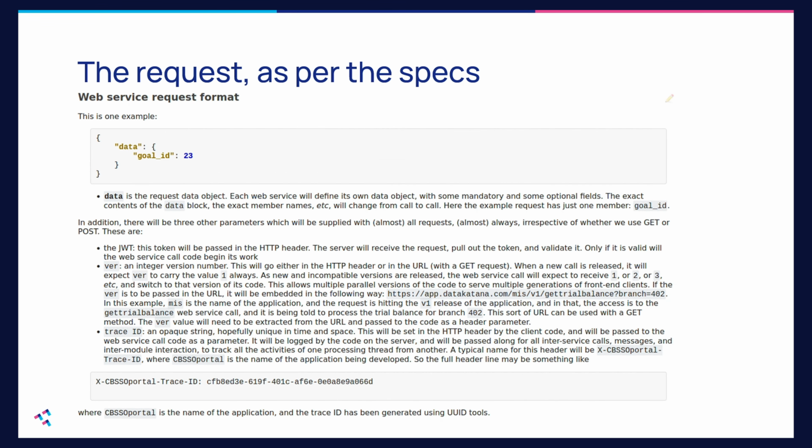How do we specify the request of a web service? Every web service request will have a JSON block which will have an object called data. Inside that object will be all the request parameters. So it could be one, it could be multiple. Sometimes it could even be zero.